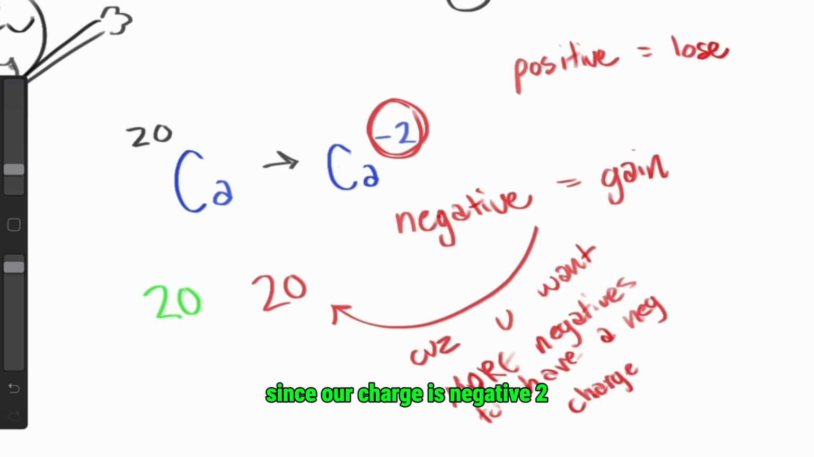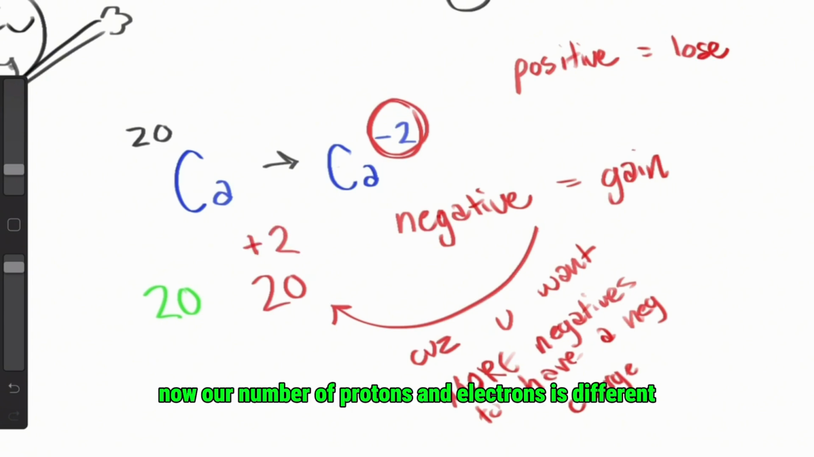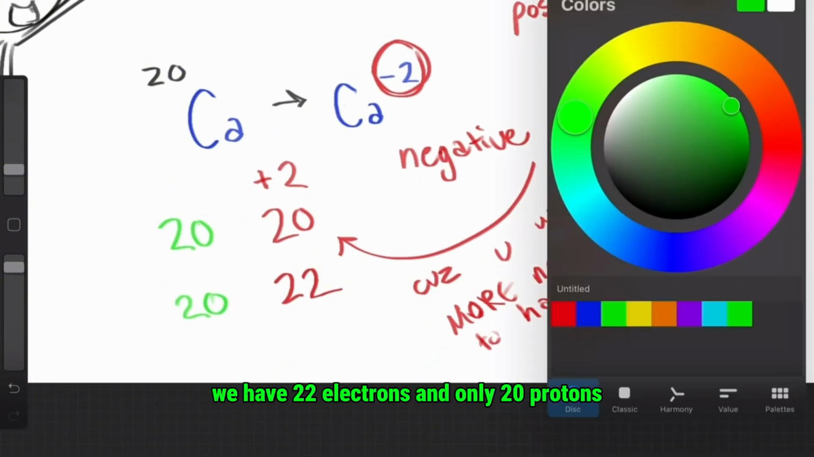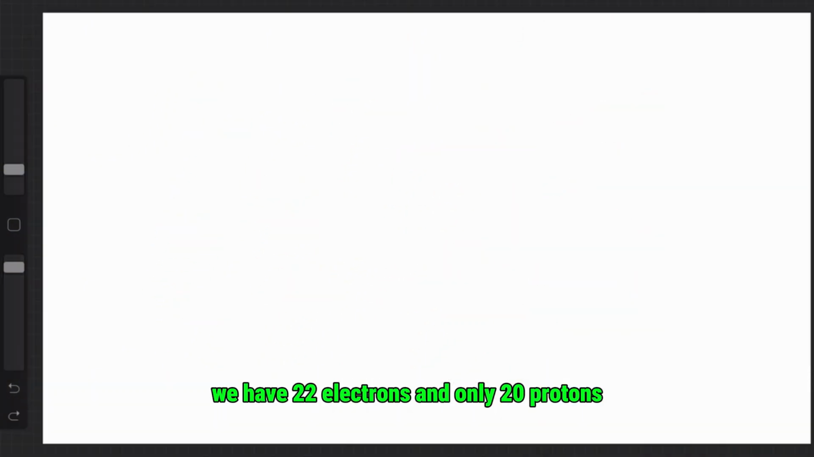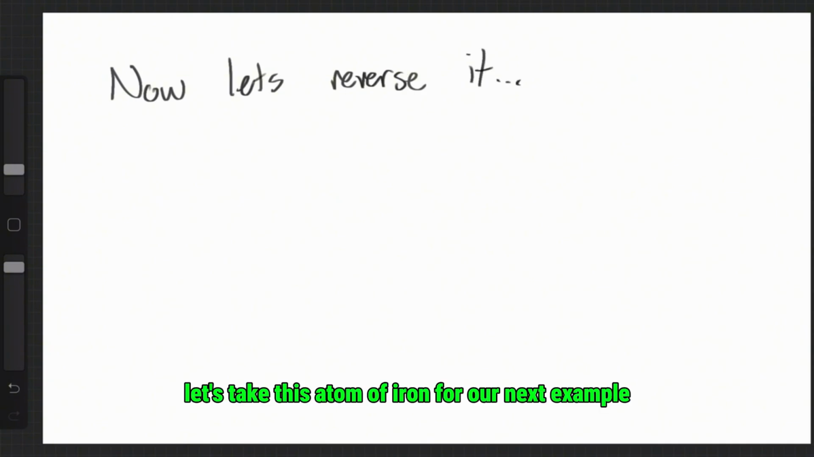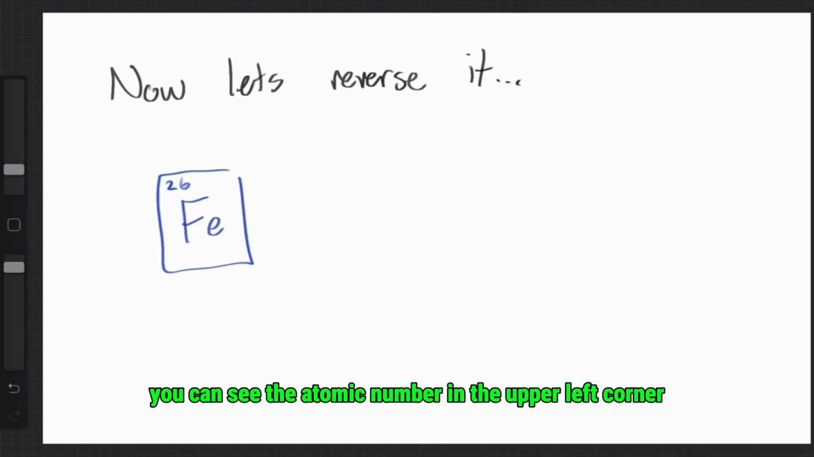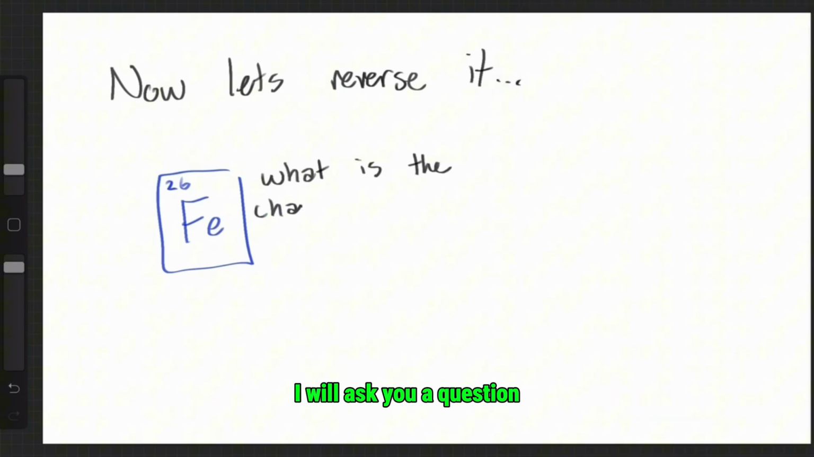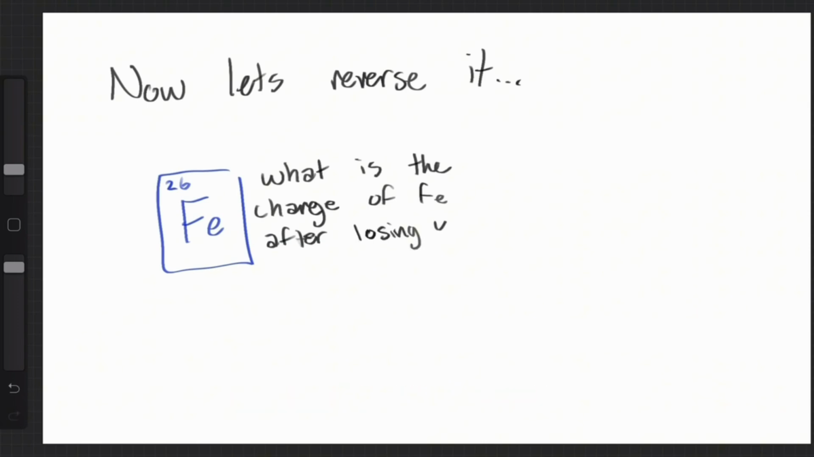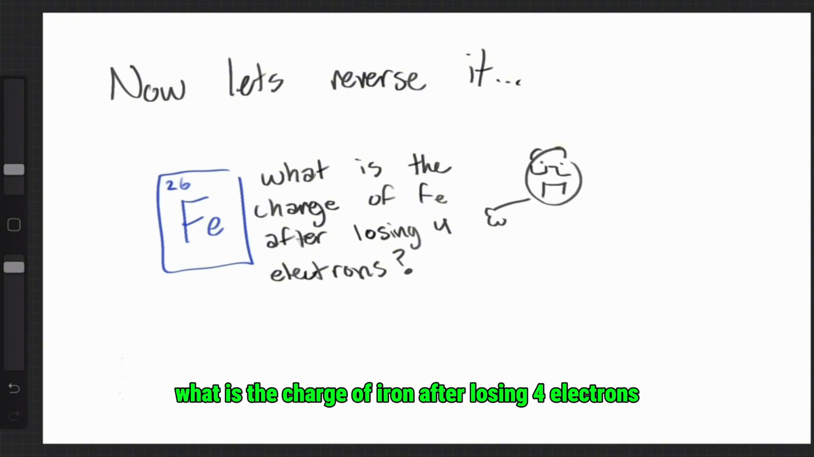Since our charge is negative 2, we know we have to gain 2 electrons. Now our number of protons and electrons is different. We have 22 electrons and only 20 protons. Now, let's reverse the process. Let's take this atom of iron for our next example. You can see the atomic number in the upper left corner. I will ask you a question and give you some time to think about what the answer is. What is the charge of iron after losing 4 electrons?